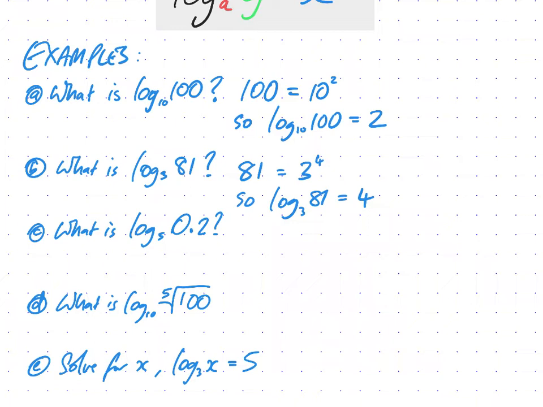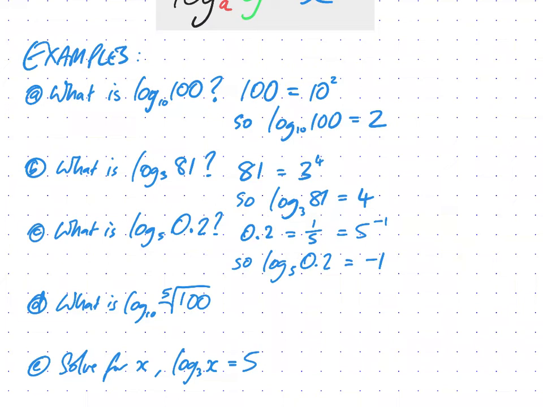What is log in the base of 5 of 0.2? Well, 0.2 is actually equal to 1/5, which you'll notice is a reciprocal of 5 over 1, so it's 5 to the negative 1. So log base 5 of 0.2 is actually negative 1.